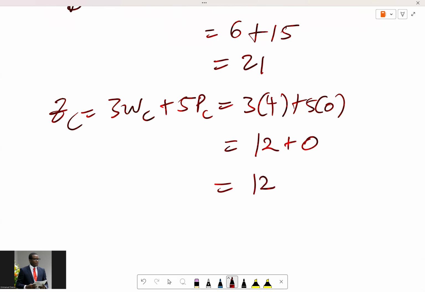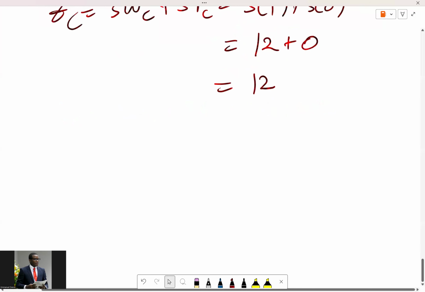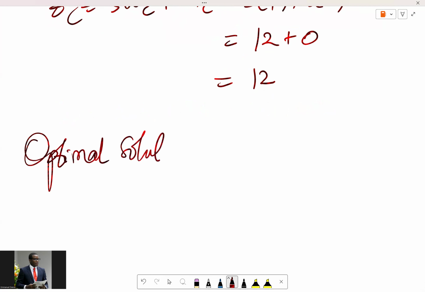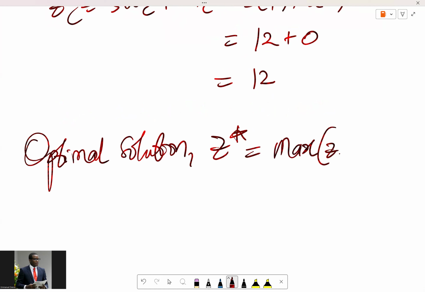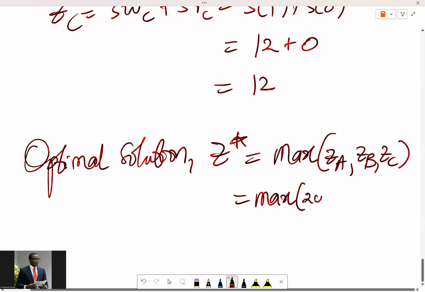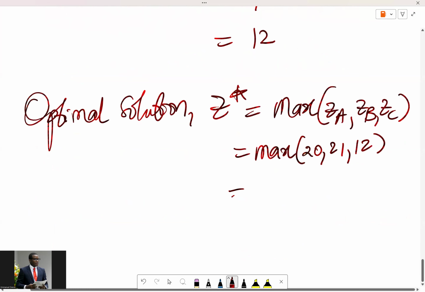So that is 12. So if you look at all of this now, which one is maximum? So the optimal solution, which you can call Z star if you like, would actually be the maximum of ZA, ZB, and ZC. Okay, so that means which is the biggest of ZA is 20. So you have 20, 21, and 12. So the maximum, of course, is simply 21.